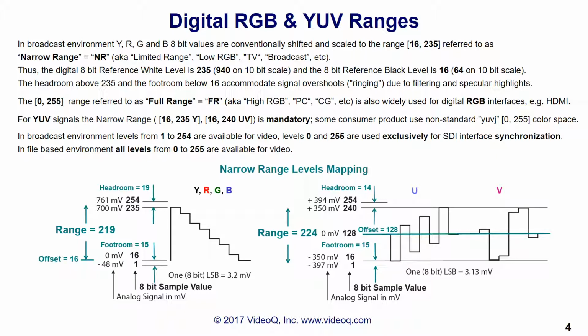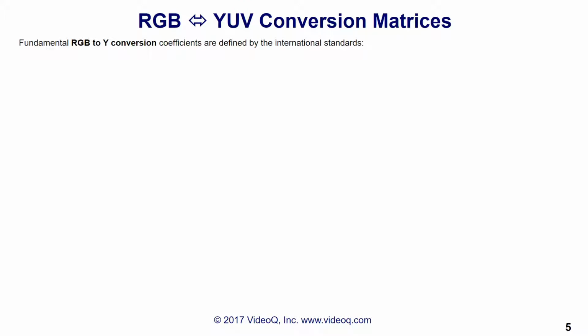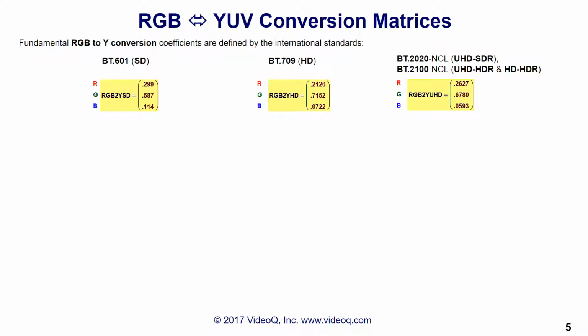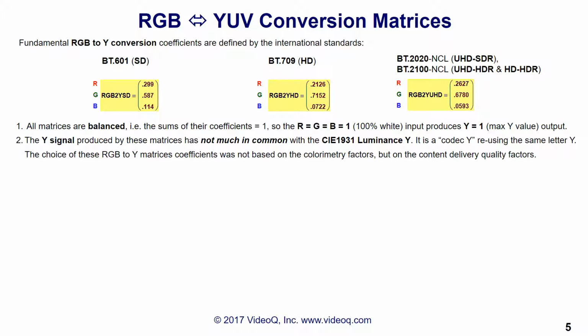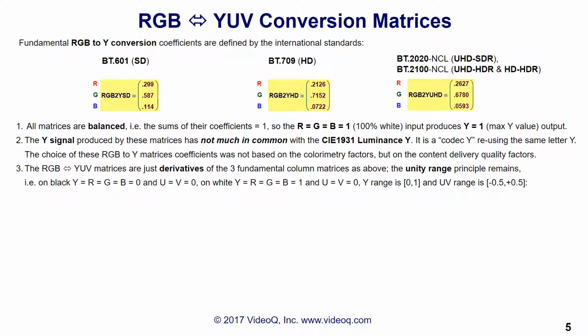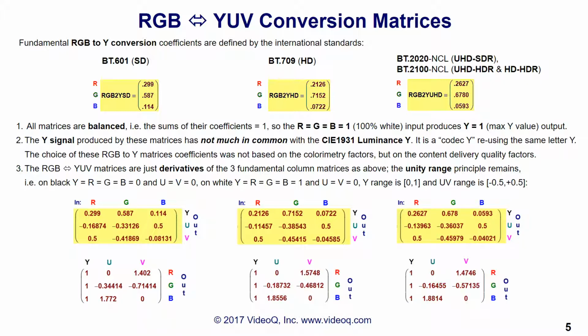Conversion between narrow and full ranges should be controlled by a corresponding metadata because misinterpretation may lead to serious problems. Fundamental RGB to Y conversion coefficients are defined by international standards. All other RGB or YUV 3x3 matrices are just derivatives of these three fundamental column matrices. The important principle of the conversion process is the preservation of their balance, so the range of the signal of any type is unity.